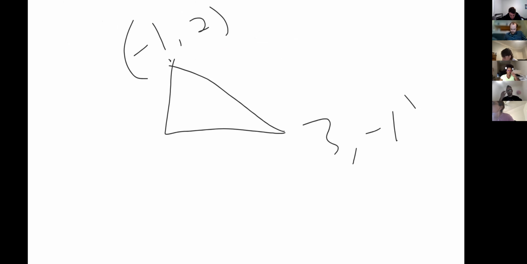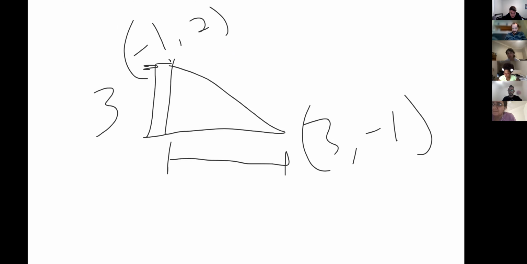Number 9. So we're counting how many things are between here and here? That is 1, 2, 3. And how many things are between here and here? That's 1, 2, 3, 4. And then I have to ask myself, am I going up or down, left or right? So I'm going down here and I'm going right here.